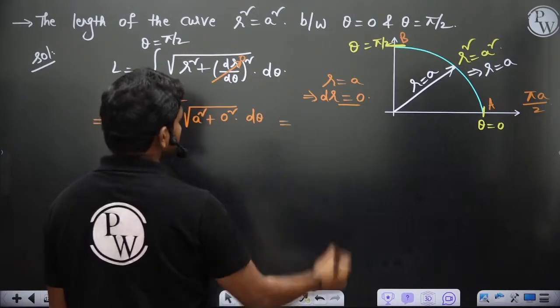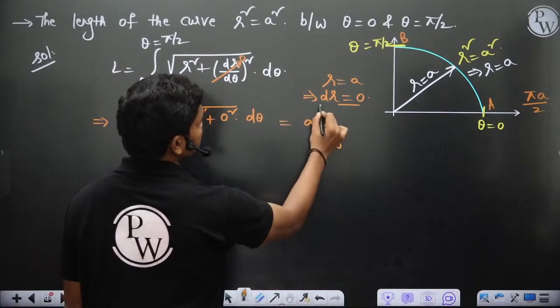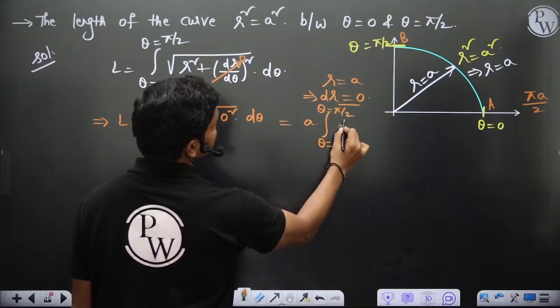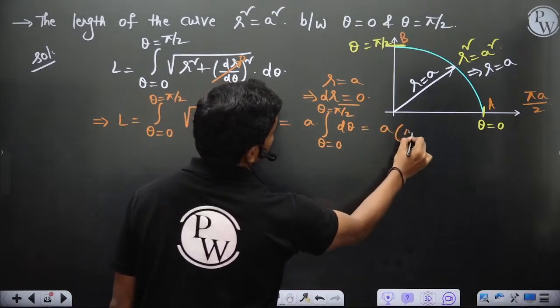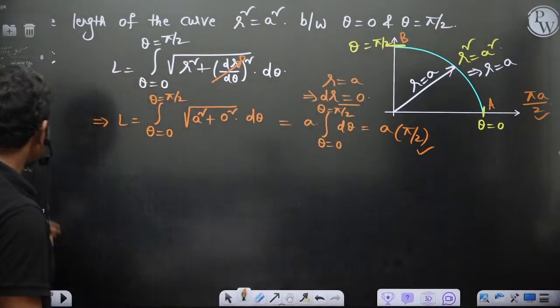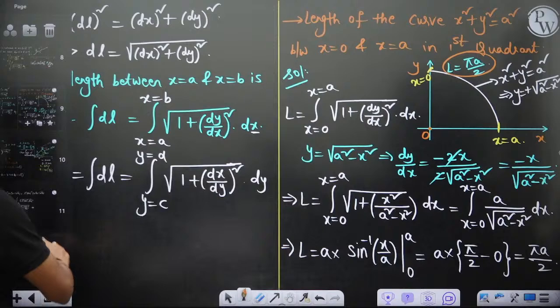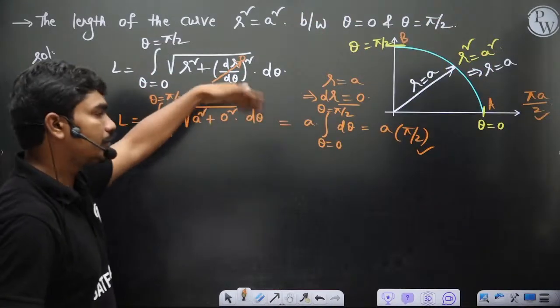So obviously, this square root of a square is a times integral theta equal to 0 to theta equal to pi by 2 d theta, which is a into pi by 2, which is this answer. Okay, and you can see, compared to this integration and calculations, here the things are very simple, of course. Within 1-2 lines you get it.